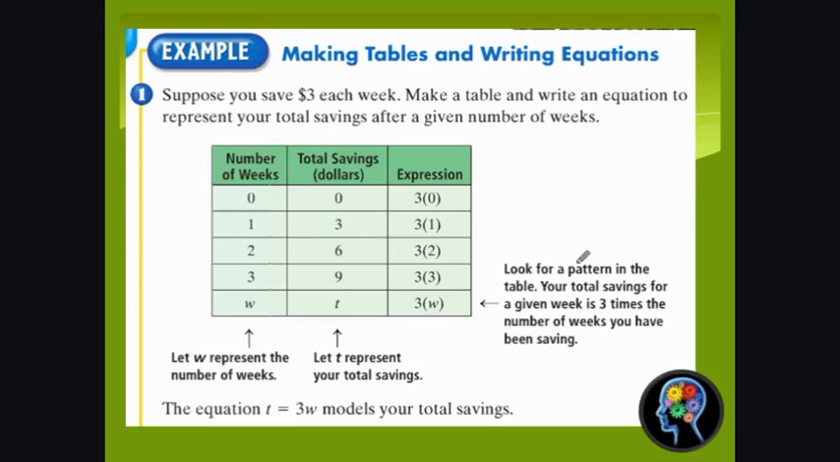So look at the pattern on the table. Your total number of savings for each week grows by 3 each time. And the equation that we would use is T, the total number of dollars saved, is equal to 3 times the number of weeks that have passed.